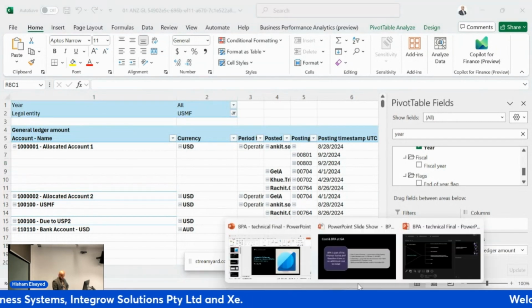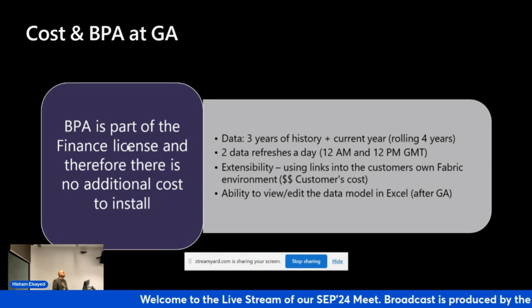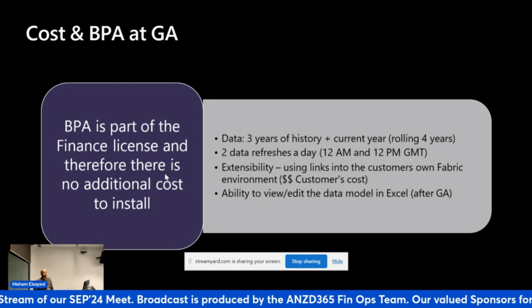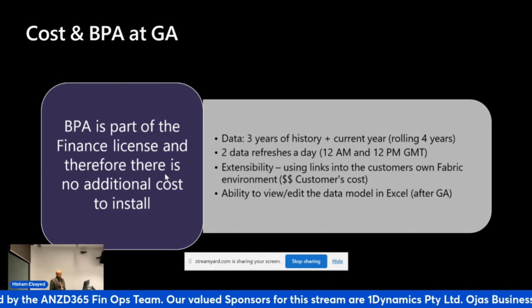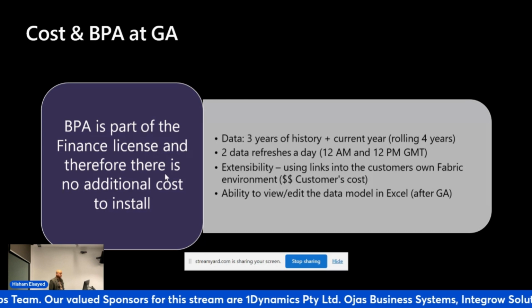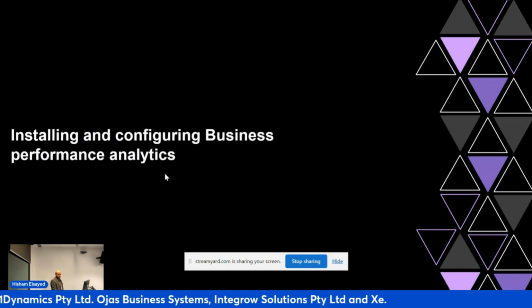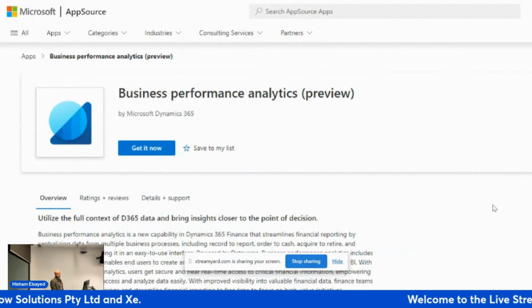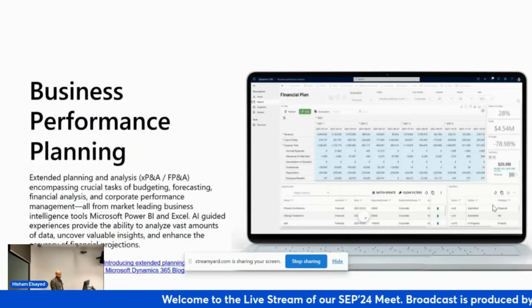Okay, this is the last demo with us, just a couple of minutes, and then you are welcome with your questions. Here is the cost of BPA. There is no extra cost when using standard Dynamics 365 Finance. There is only a cost if you make some extensibility using Microsoft Fabric, and the data should be used for 3 years of historical data, in addition to the current year. Installing is very straightforward. There are some steps here, and you will receive a link from Microsoft to access the App Store to install Business Performance Analytics. And for the last point with us now, what is Business Performance Planning?